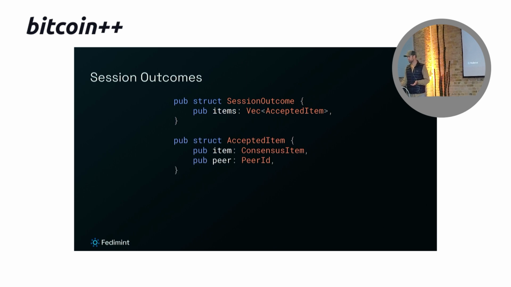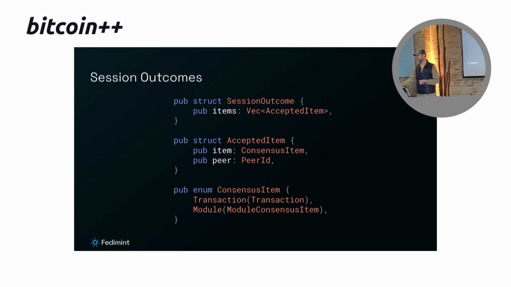So what's an accepted item? Pretty simple. It's just a consensus item that a peer submitted. And a peer is just one of the guardians that's running the federation. And then a consensus item is an enum with two variants. You have a transaction variant and a module variant.